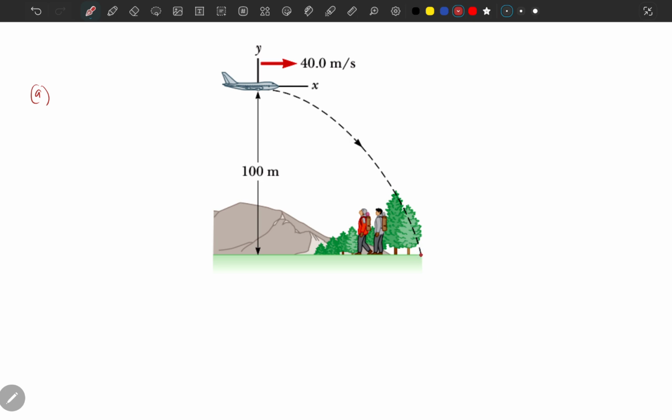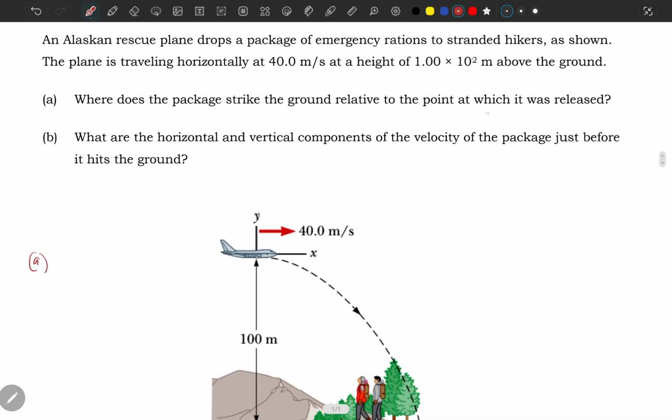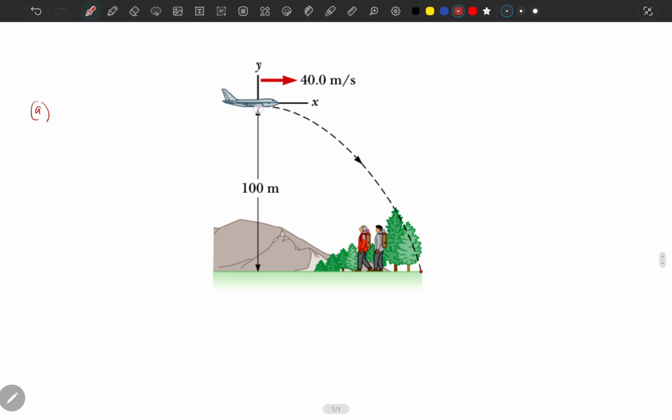So when they say how far relative to the point it was released at, our relative point is there, meaning we're looking for this particular distance. That's how far it goes. That particular distance from the point of release to where it will be dropped is what we call the range, capital R.